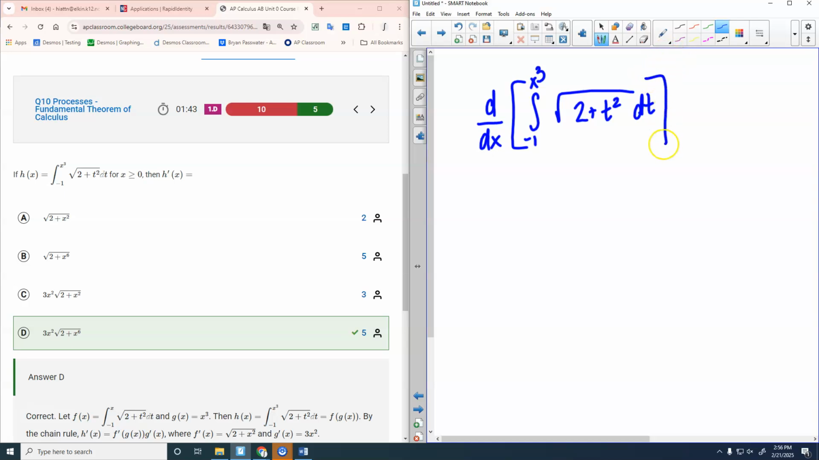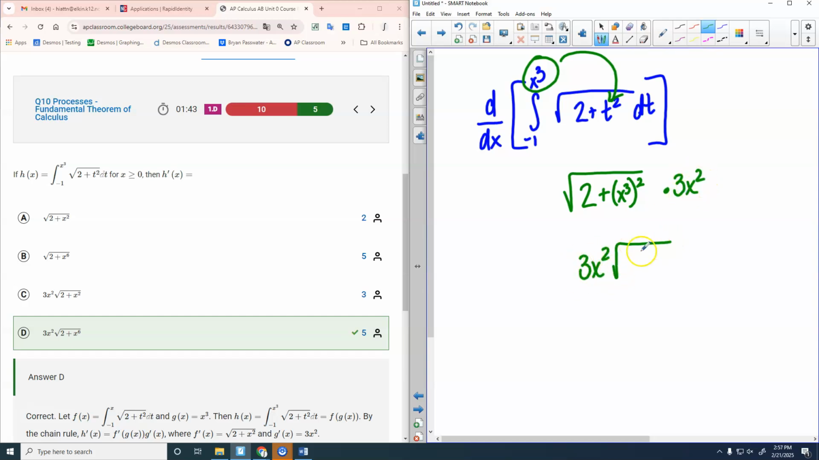So what do we need to do? X cubed gets plugged in here. That's going to give us square root of 2 plus x cubed squared. What else has to happen? Multiply by the derivative, so that'll be 3x squared. So we'll get 3x squared square root of 2 plus x to the 6th there, which is D, our answer for that. It's not that difficult if you remember what to do.